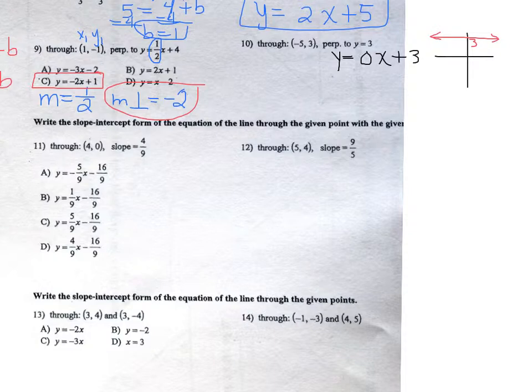Now, since I want the new line to be perpendicular to that line and passing through the point -5, 3, so here's -5, 3 should be right here. Since I want a line that passes through that point, the line has to be going up and down. And as you recall, a line that goes up and down is a vertical line, and the slope of a vertical line is undefined.